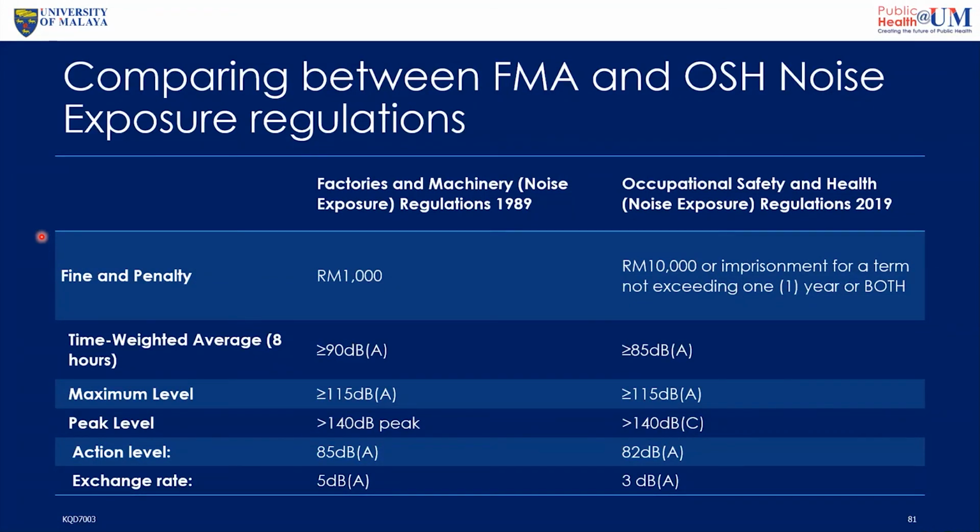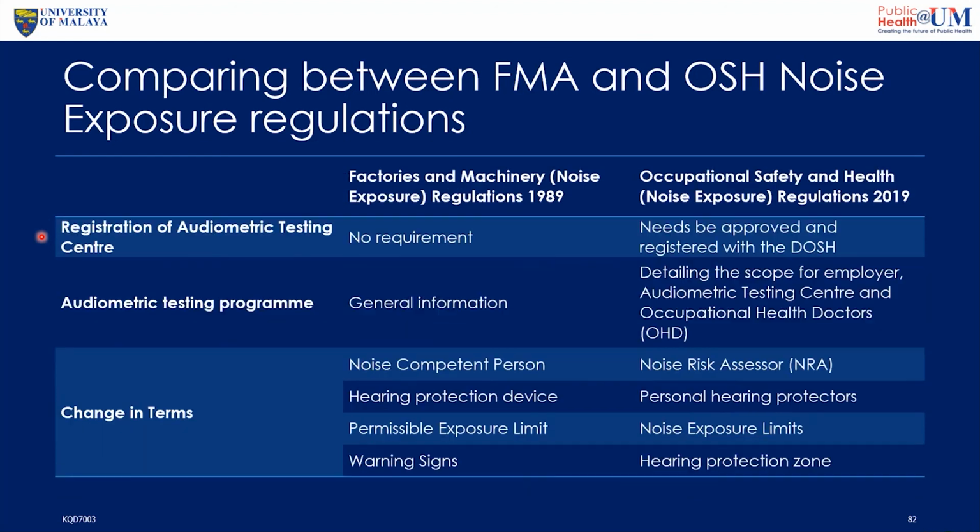So maximum level is still the same, 115 dBA. Peak level is still the same, 140 dBA. But action level has been reduced from 85 to 82 dBA, and the exchange rate has been changed from 5 dBA to 3 dBA. This is information that you need. We will explain more clearly, in more detail, when we focus on occupational noise-induced hearing loss.